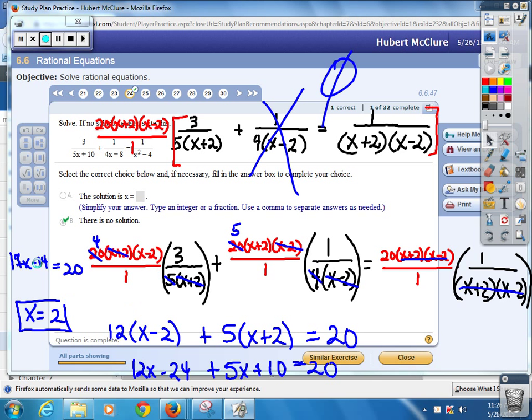All right, negative 14, bring it over. That becomes what? Positive 14 plus 20 is what? 34 divided by 17 is 2. But 2 will not work because of this one right here, and it'll give you a zero here also.